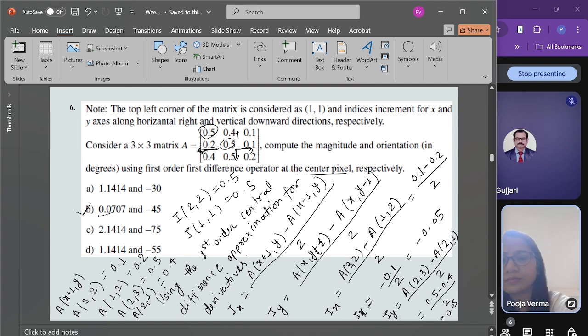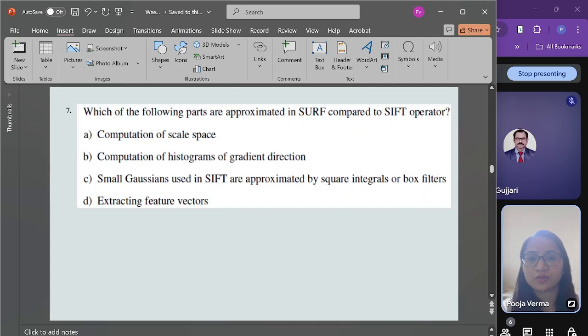Okay, so have you understood this question? Does anyone have any doubt? Okay, so I hope you have understood this question. Now moving to the next question.